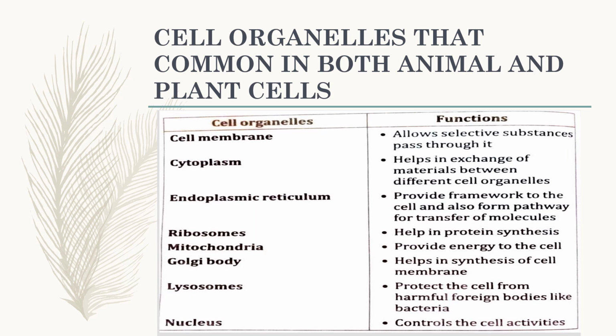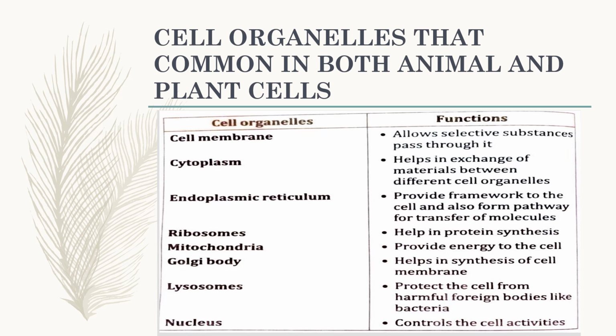Now, at the end of the video, we will summarize the cell organelles that are common in both animal and plant cells. The different cell organelles which are common in the plant and animal cells are cell membrane, cytoplasm, endoplasmic reticulum, ribosomes, mitochondria, Golgi body, lysosomes, and nucleus. Now let us focus on their functions. Cell membrane, it allows selective substances to pass through it.